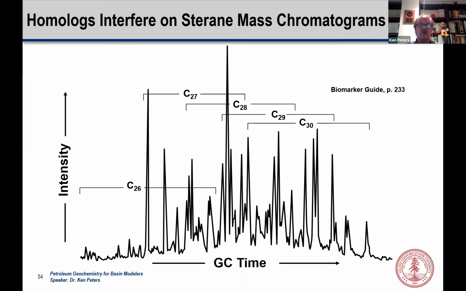So let's look at a GCMS trace for steranes. This is now M over Z 217, okay? And you see it's pretty complicated. This is the GC time, right? When it elutes from the gas chromatograph, and now we've got all these peaks.